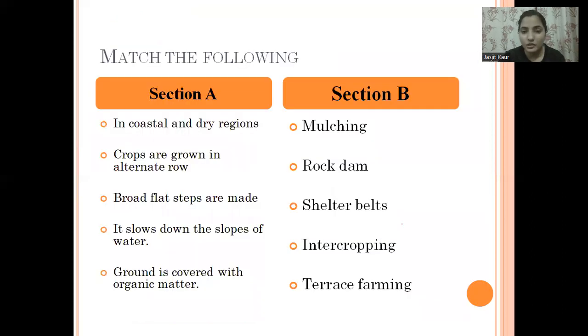Now here is one match the following. You can take a screenshot of this, and you have to tell me the proper sequence in which section A and section B are going to be matched. You can tell your answers in the comment section.